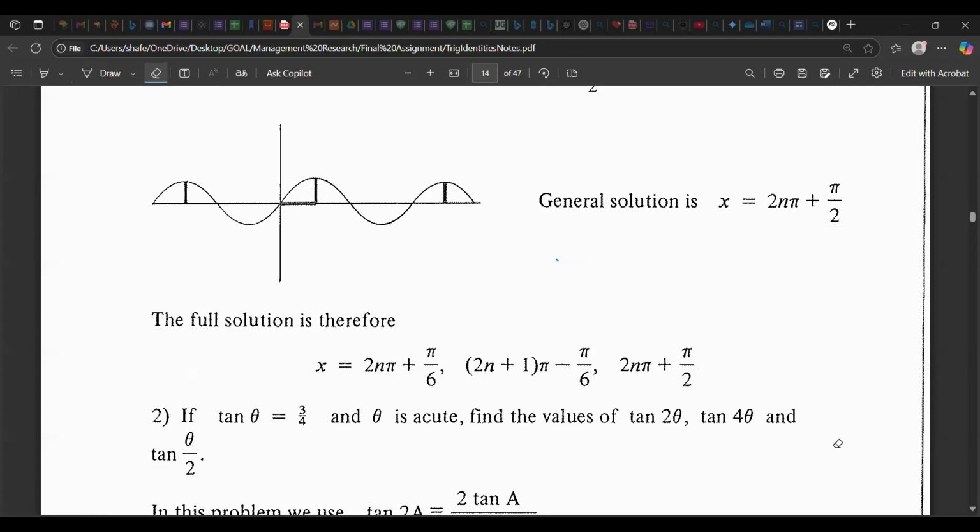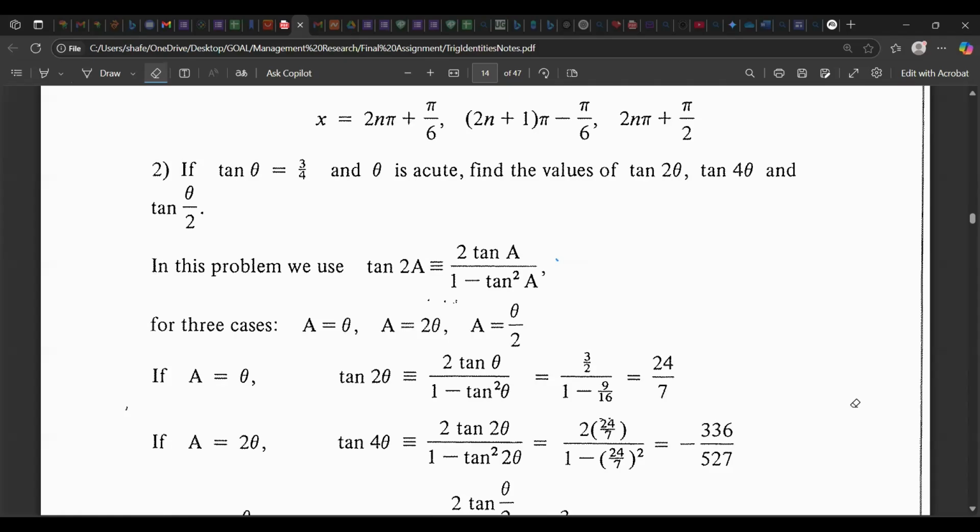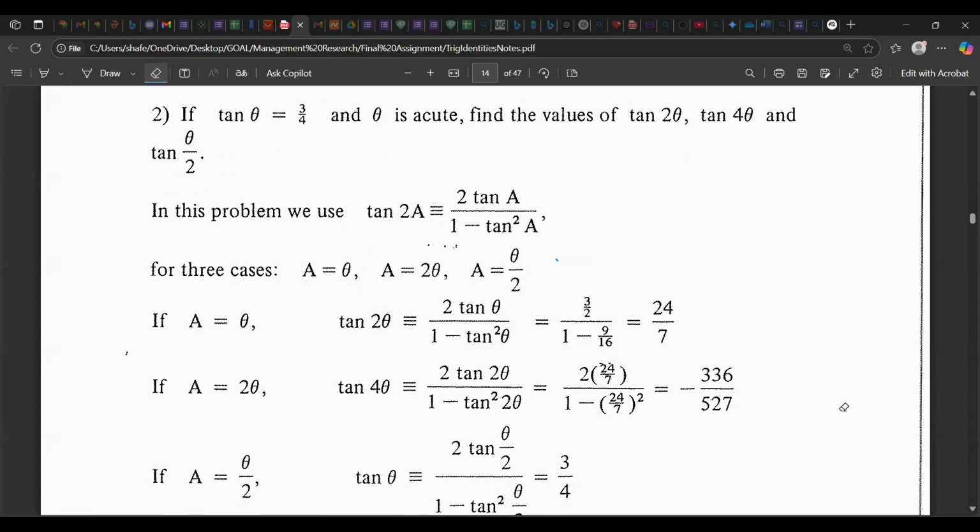And they have all kinds of other problems that they can ask you, where you can make use of the double angle identities, right? So look at another.